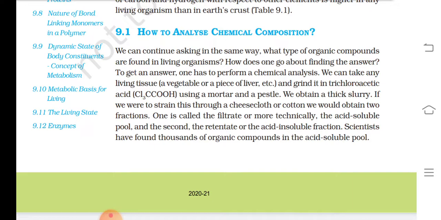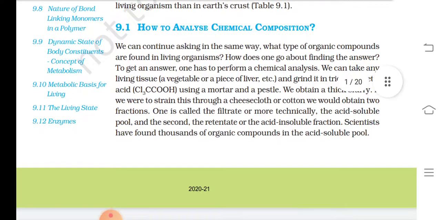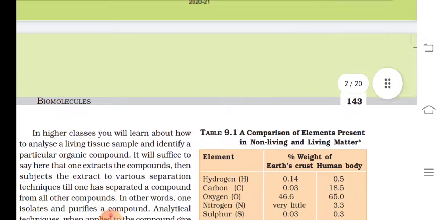We obtain a thick slurry. If we were to strain this through a cheesecloth or cotton, we would obtain two fractions. One is called the filtrate, or more technically, the acid soluble pool, and the second, the retentate, or the acid insoluble fraction. Scientists have found thousands of organic compounds in the acid soluble pool.